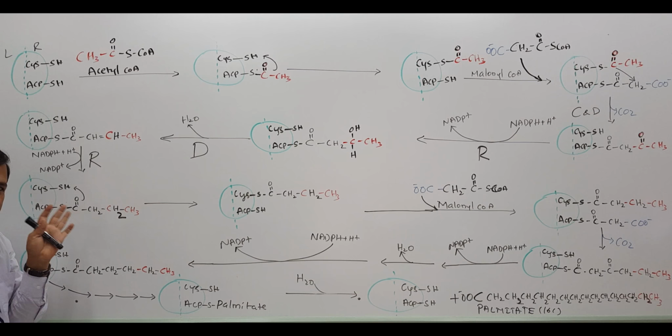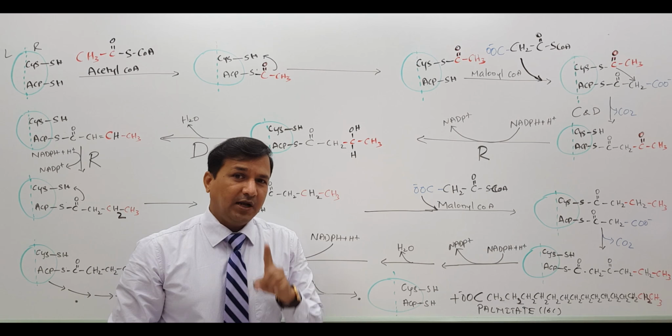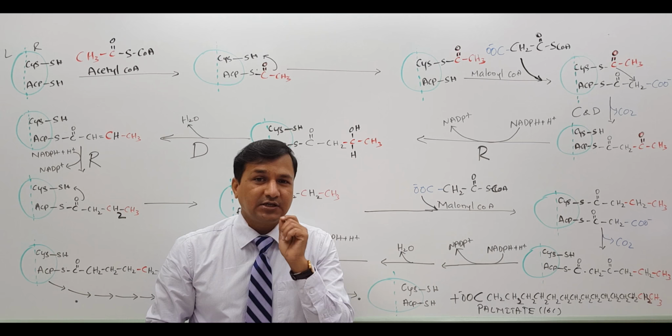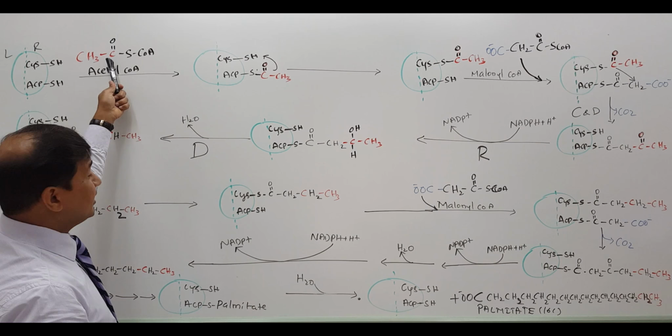So who is going to give those two carbons every time? It is given by malonyl CoA carbons. How do you get malonyl CoA? Malonyl CoA you are going to get from acetyl CoA carboxylase. That is why acetyl CoA carboxylase enzyme is a rate limiting enzyme. It's the most regulated enzyme, because it's going to provide every time malonyl CoA. So only one time you get these red colored original acetyl CoA molecules. Later on it is all about malonyl CoA providing those two carbons.